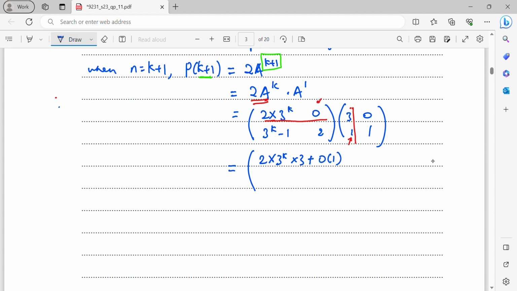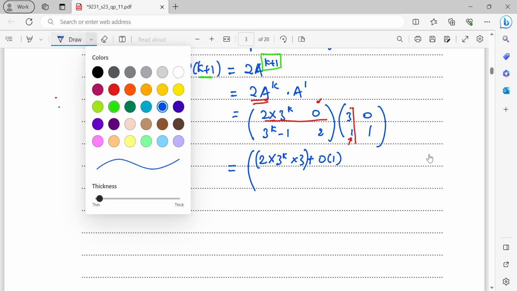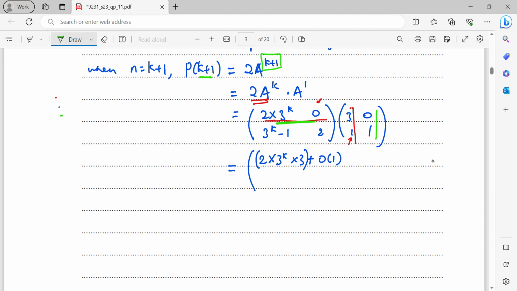I will just do it step by step. So plus 0 times 1. And then the next is first row multiplied with second column. It's the same concept here. It will be 2 times 3 power k multiplied with 0, and then plus 0 times 1. Now we refer to the second row multiplied with first column. It will be the same concept: 3 power k minus 1. But then this one, be careful. These two terms multiply with 3, then plus these two multiply with 1.